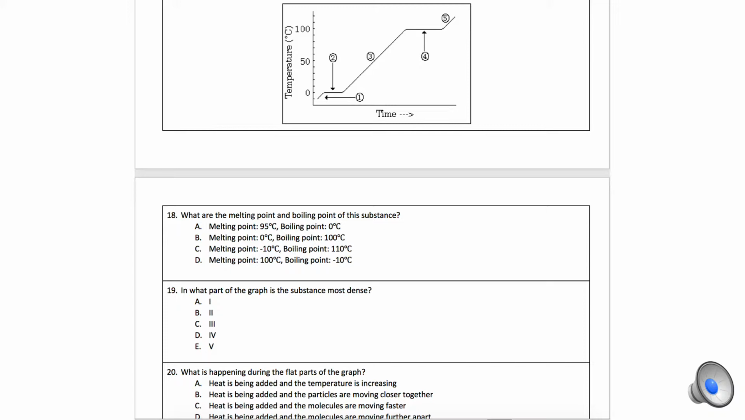Number 20. What is happening during the flat parts of the graph? A, heat is being added and the temperature is increasing. B, heat is being added and the particles are moving closer together. C, heat is being added and the molecules are moving farther apart. Or D, heat is being added and the molecules are moving farther apart.